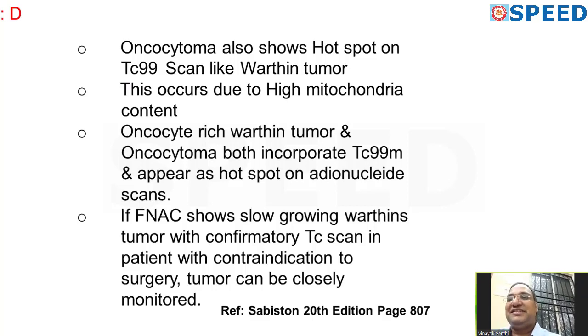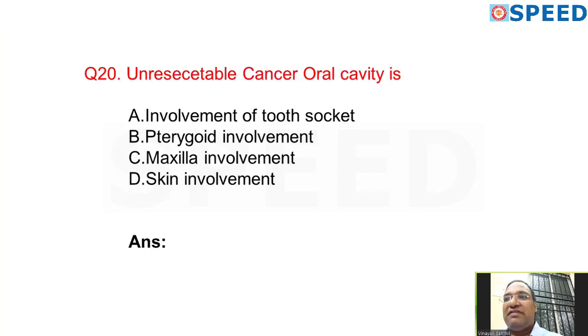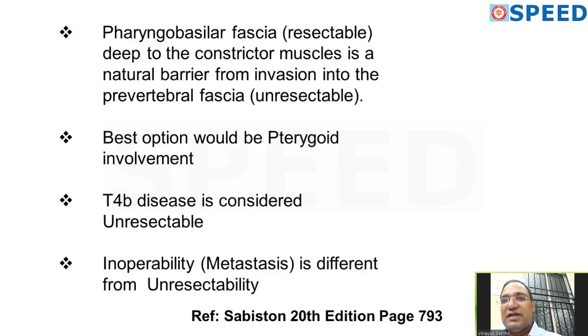This was discussed. Unresectable oral cavity cancer involves the tooth socket, pterygoid involvement, maxillary involvement, skin involvement. See, option B looks likely, but you should also know what the other unresectable areas are. Now, the pharyngobasilar fascia is resectable; deep to the constrictor muscle is a natural barrier from the invasion into the prevertebral fascia, which is unresectable. Best option would be pterygoid involvement. T4B is considered as unresectable.